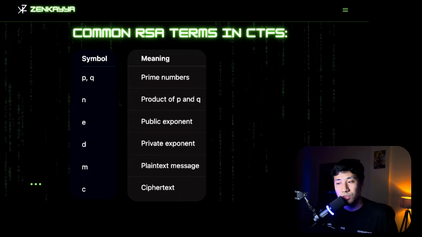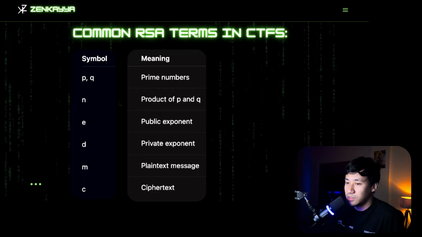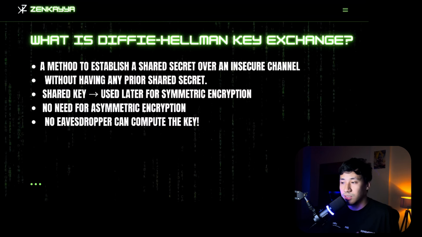Some common RSA terms: P and Q are prime numbers, N is the product of P and Q, E is the public exponent, which goes out publicly. D is the private exponent, known only by you; it is the key. M is the plain text message and C is the ciphertext. These are the common symbols you have to know in CTFs also. CTFs are challenges in hacking terms.